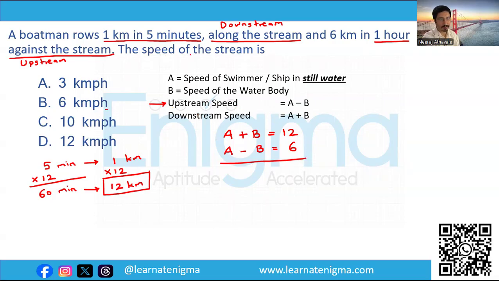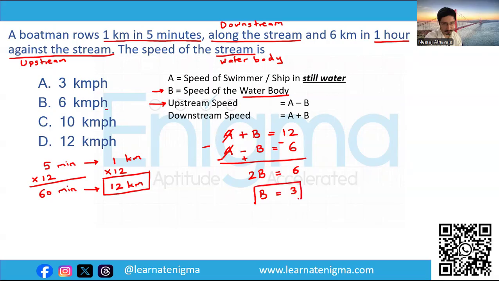The question asked is the speed of the stream. Stream, that means water body. So water body is B. So we have to find out B. So we'll subtract the second equation from the first. So A will get cancelled out. This becomes minus of minus is plus, and 12 minus 6 is 6. On the left hand side, we have 2B is equal to 6, and therefore B is equal to 3. So our answer is option A.